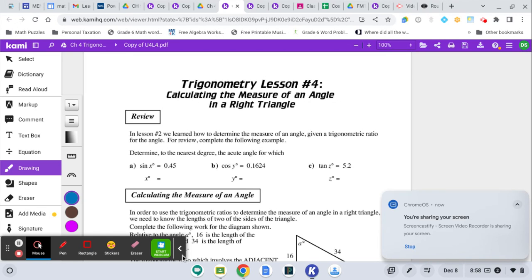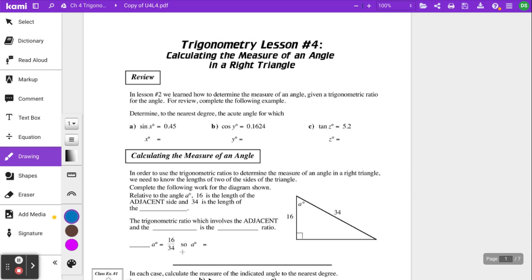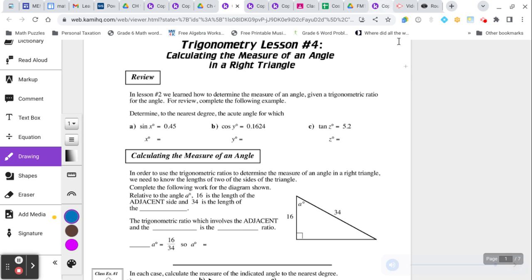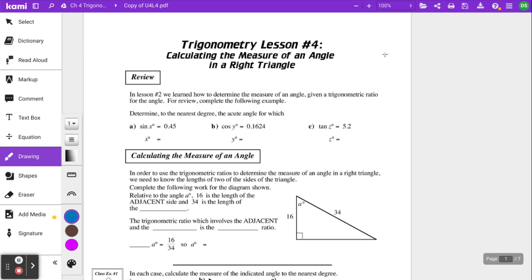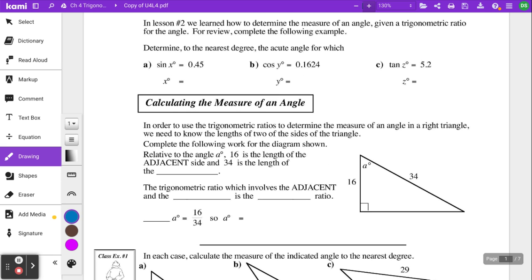Okay, so in lesson number 2, we learned how to determine the measure of an angle given a trig ratio for the angle. For review, complete the following. We are not going to do that. I just reviewed that with you. Go ahead, Isaiah, tell me how you would find x. With your calculator, how would you find the measure of angle x? So you get Second function sine, and you type in 0.45. Now, what do you have to make sure about in this chapter?